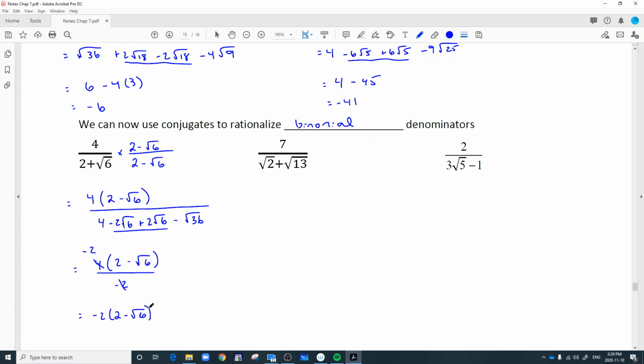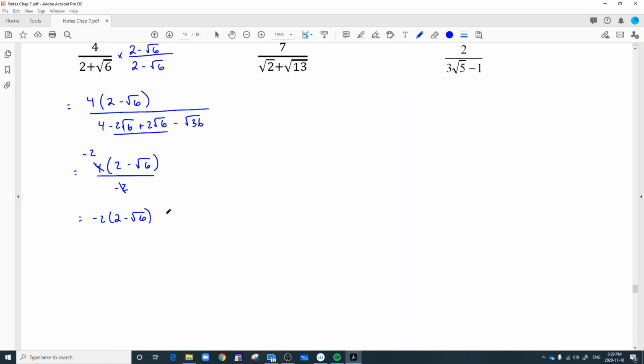And just like in chapter 6, this is a fine answer, or you can multiply through if you want and get negative 4 plus 2 root 6. You should be able to recognize it either way. And now I've got 2 more examples here to work through, but there's nothing different. So if you want to pause the video right now and try these 2, feel free, because we're just going to repeat this process 2 more times.